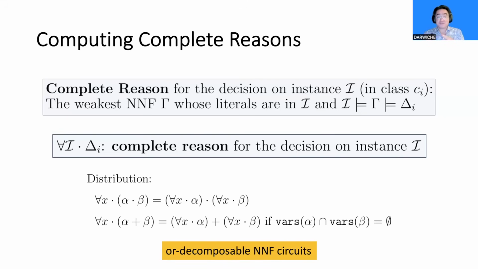So NNF circuits are just circuits that at the bottom have literals or constants, and then you can only have ands and ors. And now I'm just requiring one condition. Anytime you have an or in this circuit, I want the disjuncts not to share variables. That's or-decomposable. If your class formula is represented as an or-decomposable NNF circuit, then you can compute complete reasons for any instance in linear time.